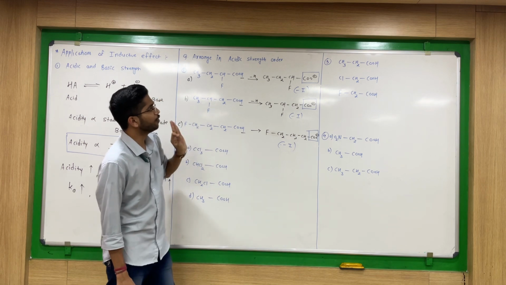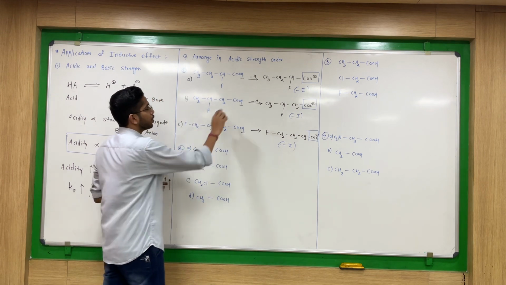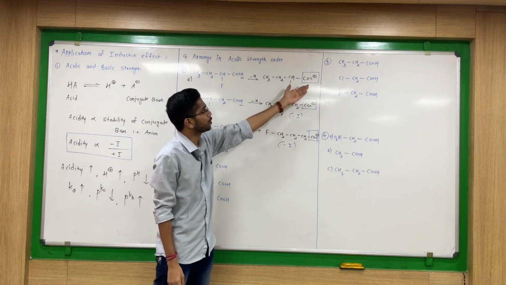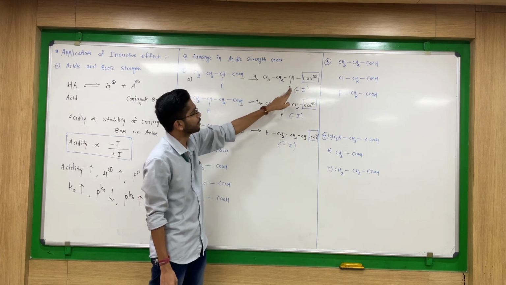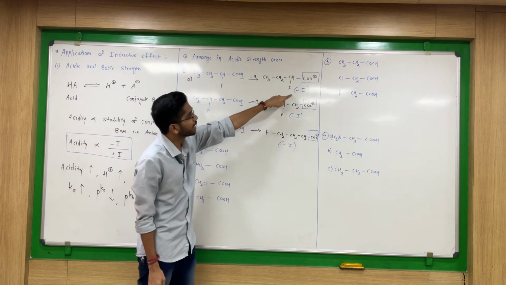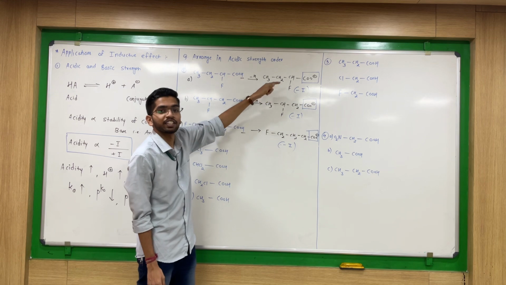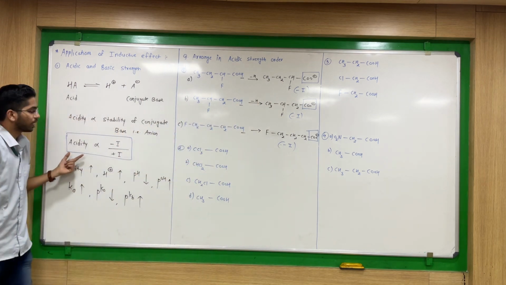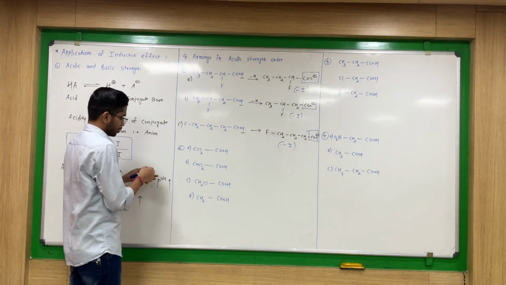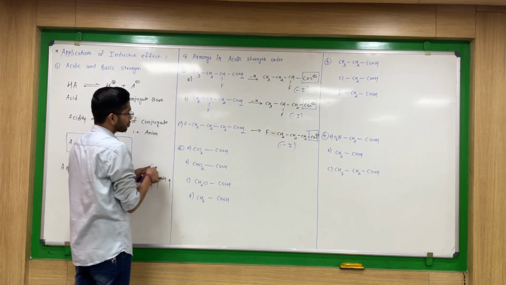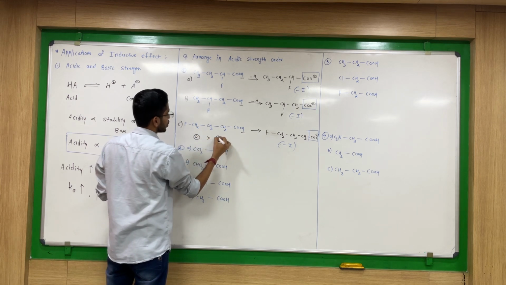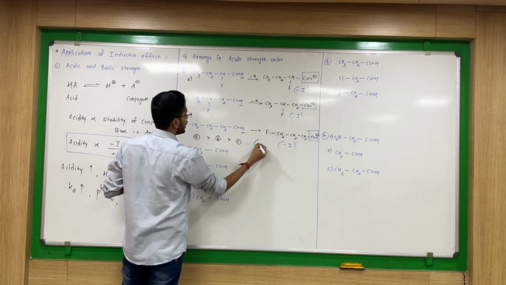So where will the minus inductive effect be more? Obviously in the first case. Why in the first case? Because it is near to the COO minus, because only 2 carbons are there. F is present at second carbon, here at third carbon, here at fourth carbon. So obviously minus inductive effect is more here. If minus inductive effect is more, what will happen to the acidity? Acidity is directly proportional to the minus inductive effect. So what is the order then here? A, then B, then C. This is the acidity order.